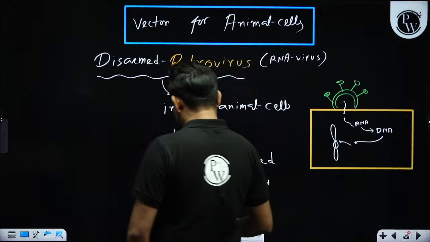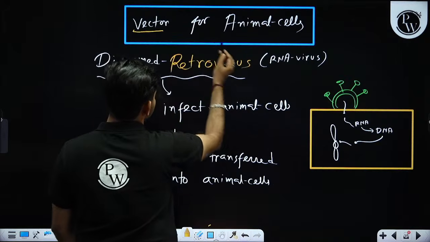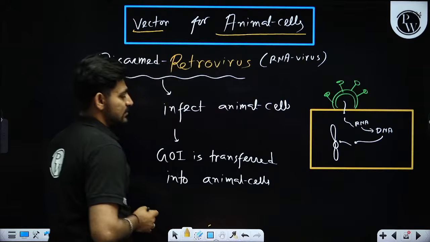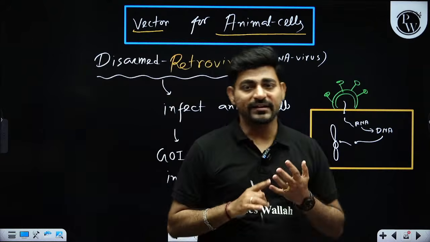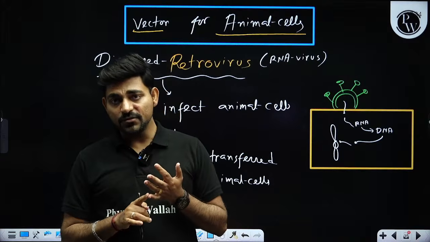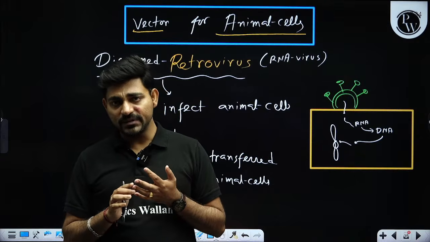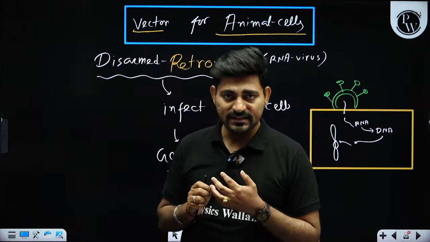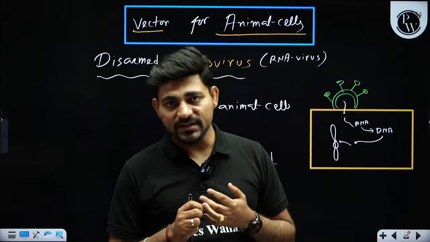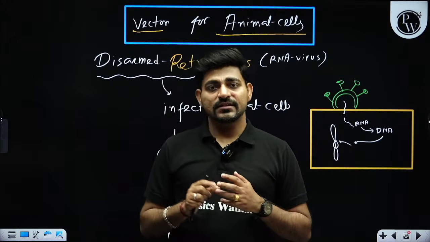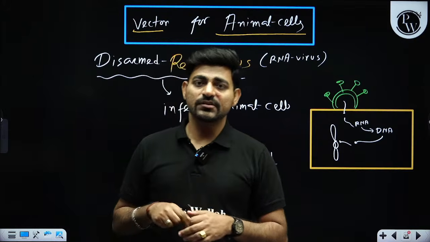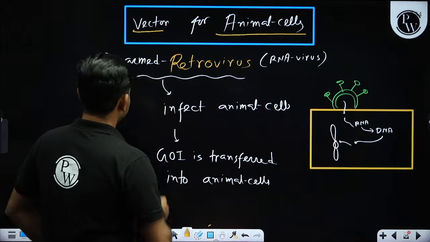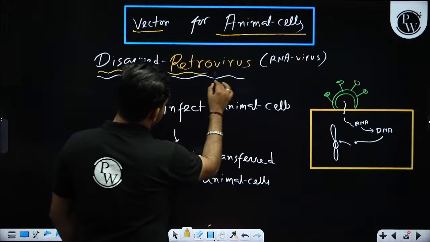Now, what kind of vector or cloning vector can be used to transform animal cells? We have spoken about bacterial cells. We have spoken about how to transform dicot plants. For dicot plants, we can use Agrobacterium tumefaciens and the disarmed Ti plasmid. For bacterial cells, if you want to transform them, you can use a plasmid or a disarmed bacteriophage. But for animal cells, you have to use a disarmed retrovirus.